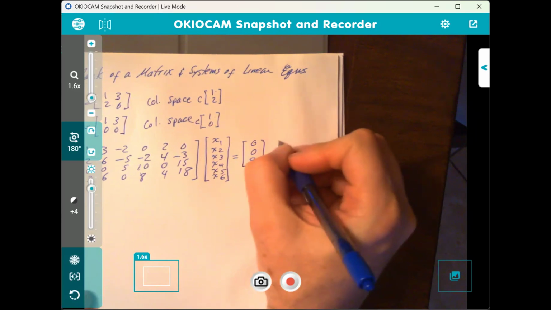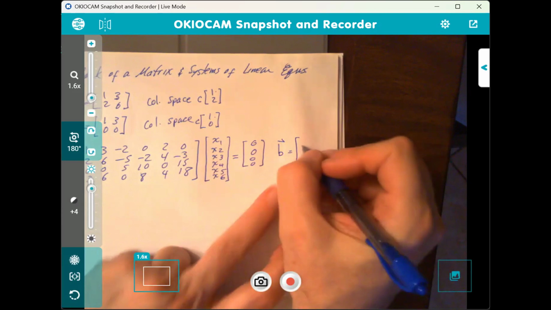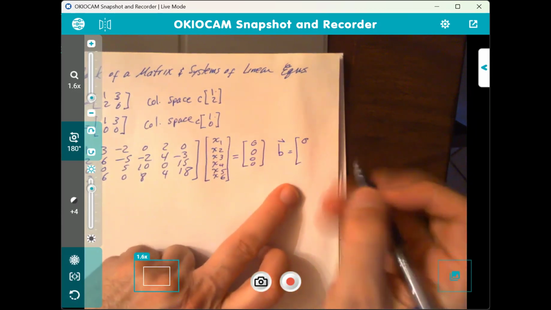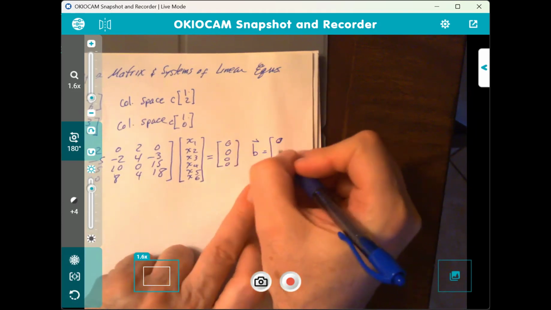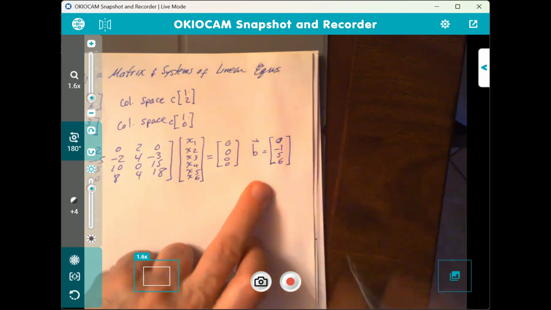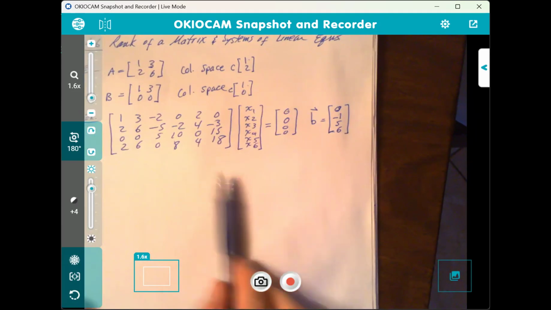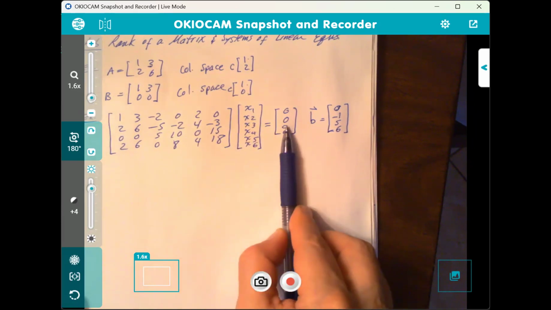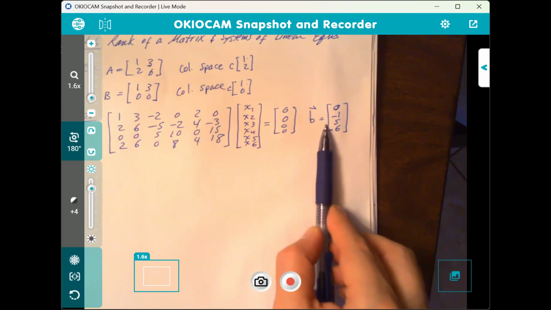And matrix B, this is for the non-homogeneous system now. Suppose B is 0, 0, -1, 5, and 6. So in other words, here I'm thinking AX equals 0, the homogeneous system, and AX equals B, the non-homogeneous system.